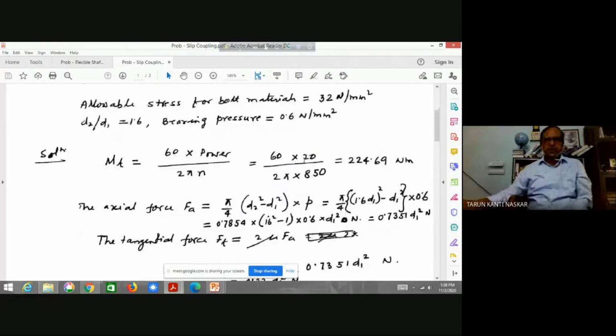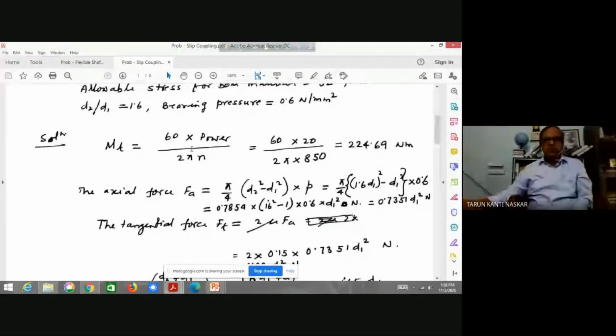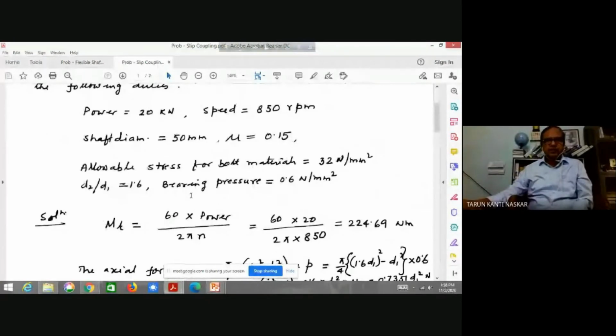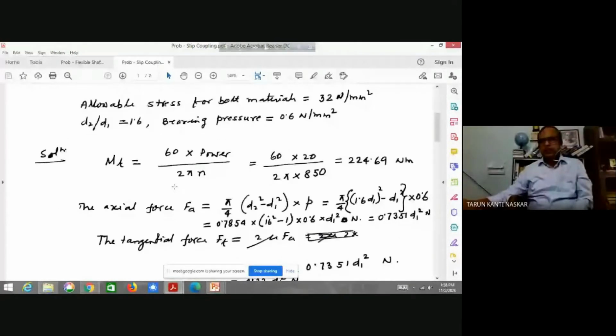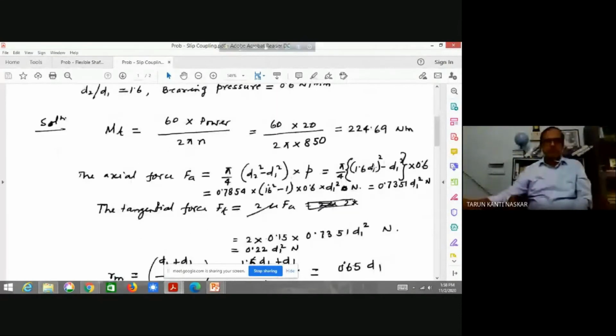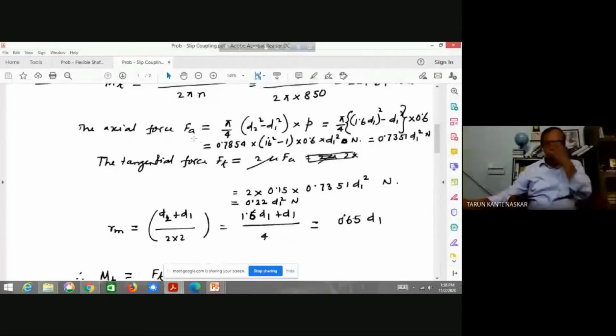Now first of all, find out MT. The power is given in kilowatt, so MT is 60 multiplied by power divided by 2 pi n. We find 224.69 Newton meter. Then the axial force, that is Fa. The equation we have just seen is pi by 4 into d2 square minus d1 square, multiplied by small p, and from that it is 0.7351 d square. D square is not known.